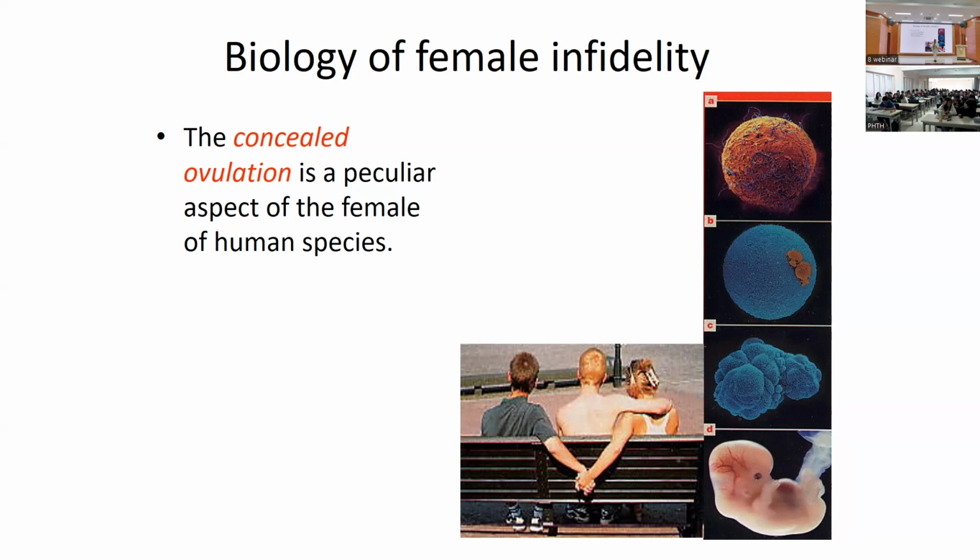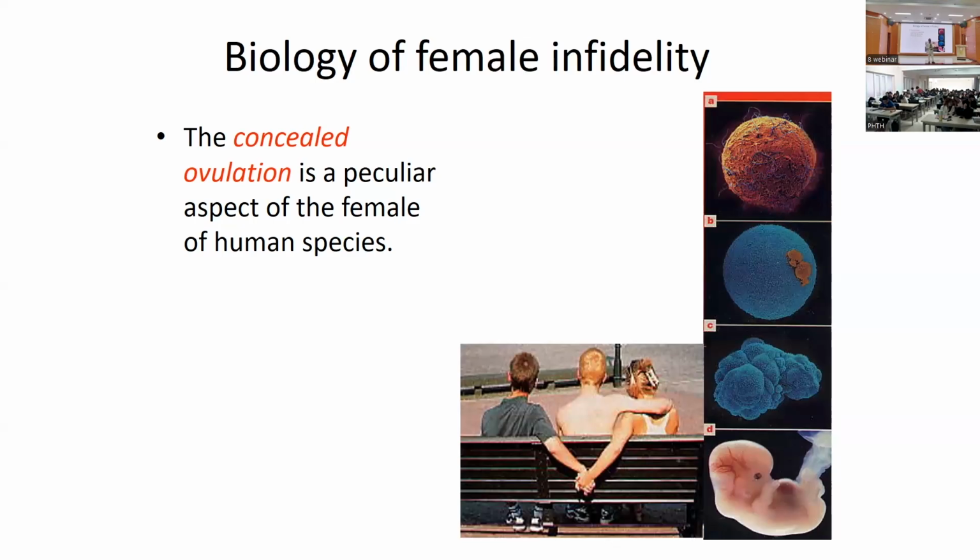We are the unique animal with the unique aspect, which is the concealed ovulation, which again means I'm not telling anything when I am producing the egg. I am not telling anything to myself also. She doesn't know when she is producing the egg.